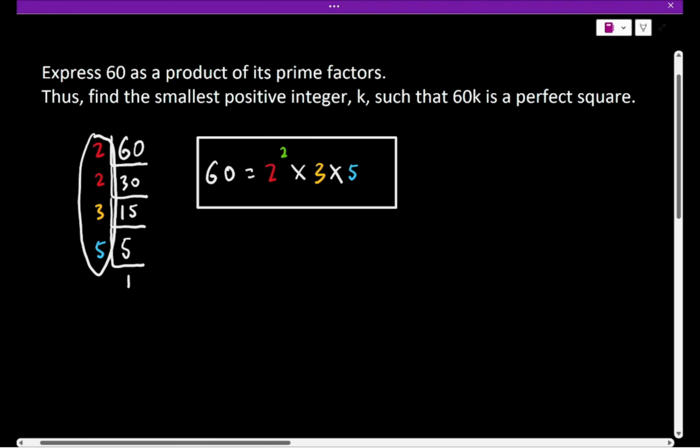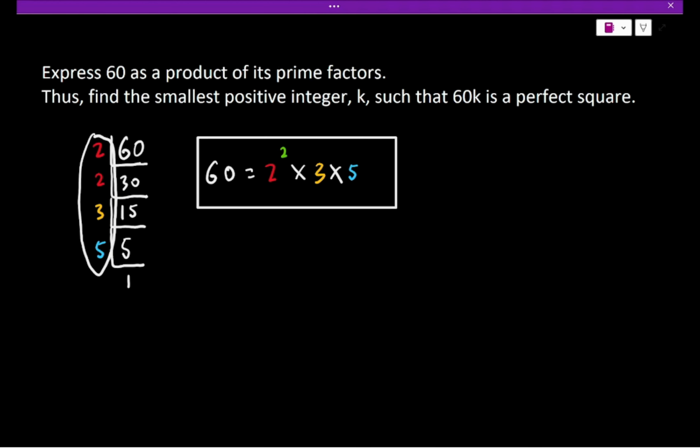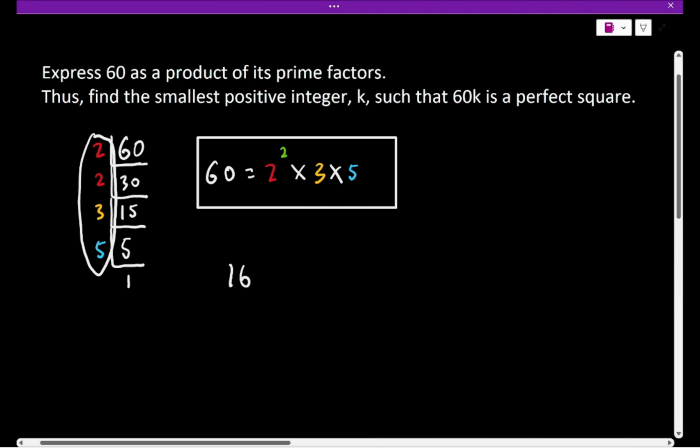Next, we want to find the smallest positive integer k such that 60k is a perfect square. Now, let's recall some properties of a perfect square. Let's say maybe 16. 16 is a perfect square because it's 4 squared. If you take a look at its prime factors, it's 2 to the power of 4. Notice that 4 is an even number.